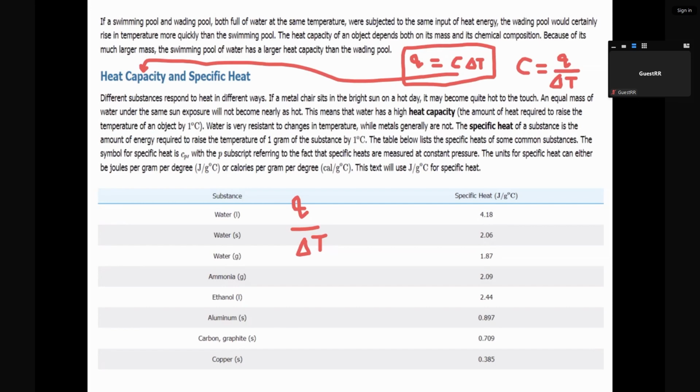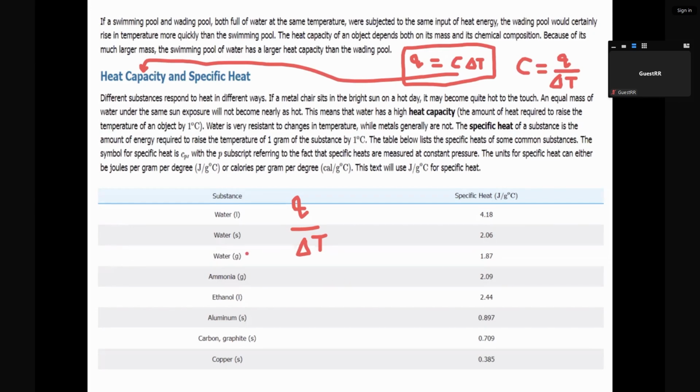Since it has a very high heat capacity value, a very high amount of energy is required to raise its temperature. In the case of water, you can see the specific heats are given. The definition of the specific heat of a substance is the amount of energy required to raise the temperature of 1 gram of the substance by 1 degree Celsius. We have listed the specific heats of the substances below. The symbol for specific heat is Cp, where the subscript P refers to the fact that specific heats are measured at a constant pressure.